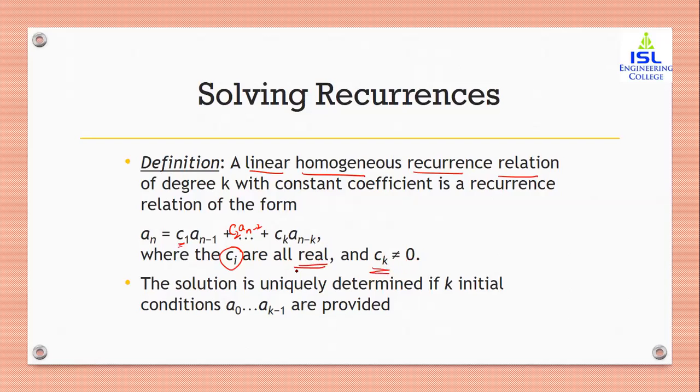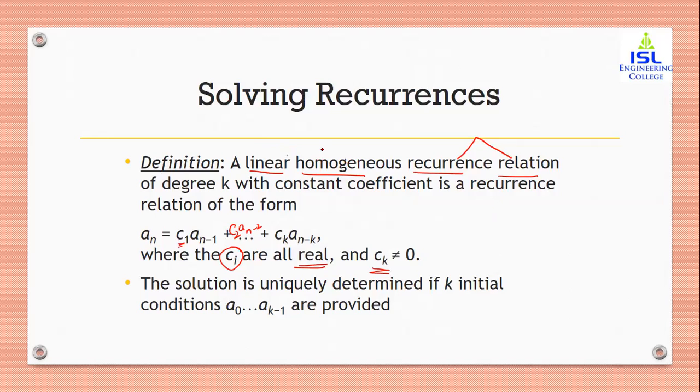The solution that we want to find is uniquely determined if k initial conditions are provided, that is a0, a1 and so on up to ak minus 1. Then we can find the solution for the linear homogeneous recurrence relation. So we already know what a recurrence relation is. Whenever we are supposed to find the next term by using the previous terms, that is known as a recurrence relation. Now, what do we mean by these terms, linear and homogeneous?